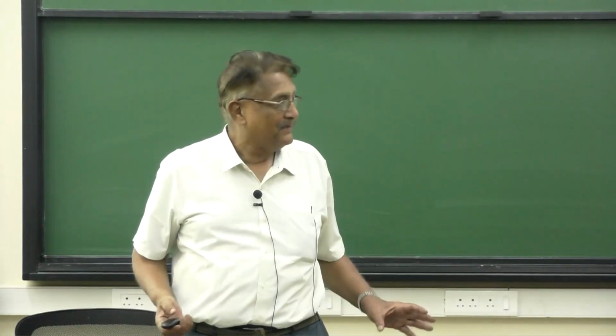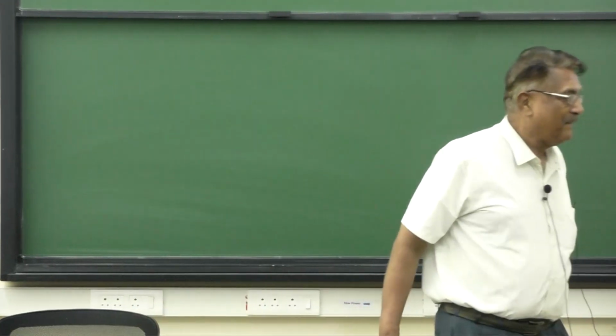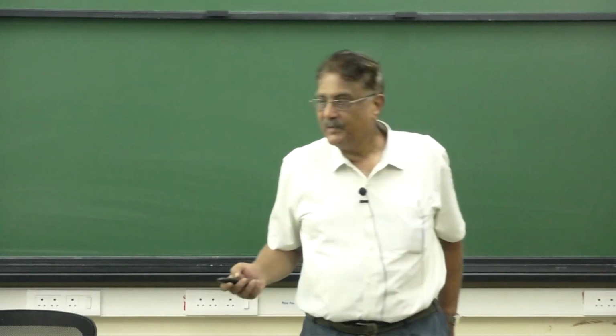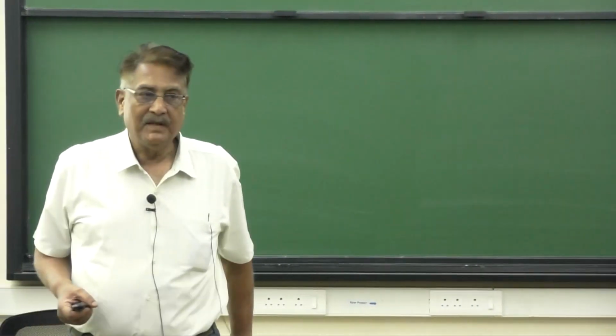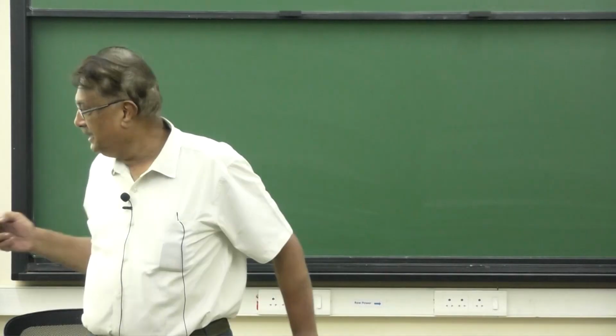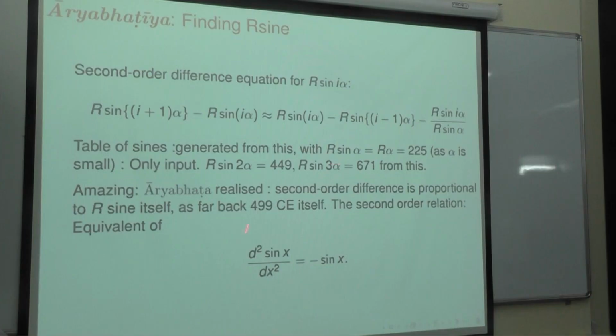Yes, of course. Alpha has to be sufficiently small, and 225 is somewhat good enough. Yeah, it is a good one. And this is one way; then he will give a table based on this. So the only input is the first sine, and then you can get all the things.